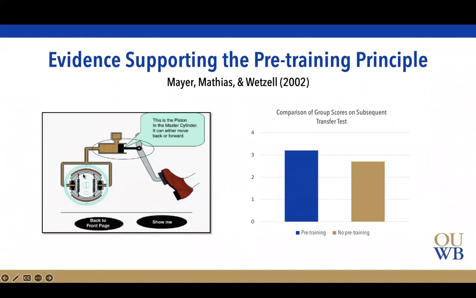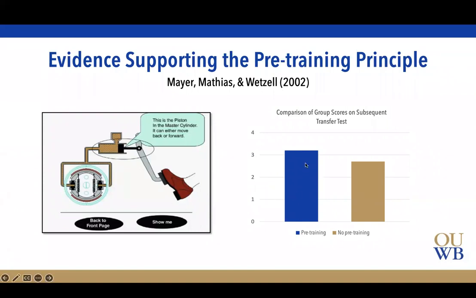That's the image on the left there. During that pre-training, learners could click any part of the diagram, and when they clicked on a part, they were basically told the name of that part and some of its main characteristics. And so what happened was, in 3 separate studies, learners who received that sort of pre-training before viewing a narrated animation actually ended up performing better on a transfer test than learners who did not receive the pre-training. And they reported a median effect size of 0.90.